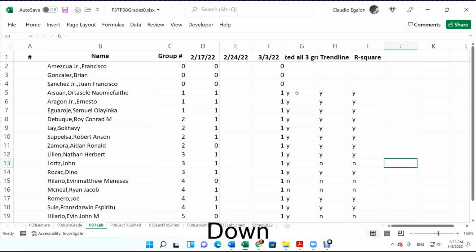Okay, good. I want to move to the correlation coefficient.